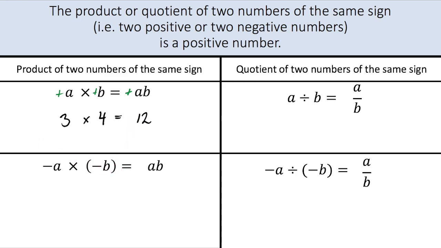Now, let's go to our next one. So we're still dealing with the product of two numbers of the same sign, but now instead of dealing with two positive numbers, we're going to be dealing with two negative numbers. So they still have the same sign, but now they're just negative. So now I have negative A times negative B, and as you can see, my answer is once again positive. So I could draw that in if I wanted to. I could show you that it's positive. My answer is once again positive.